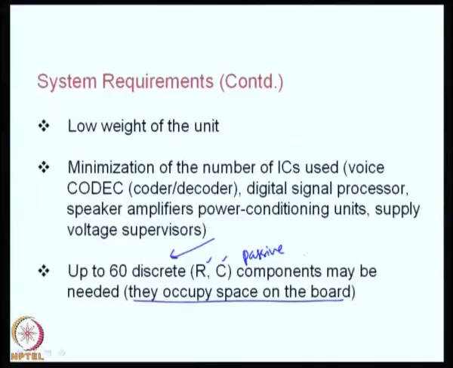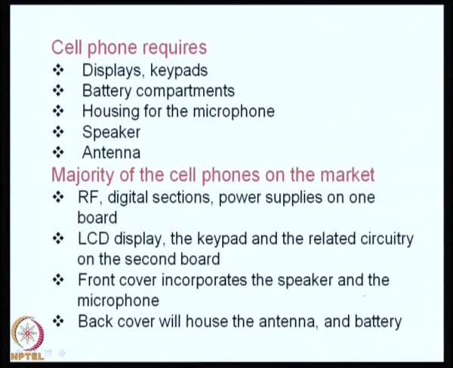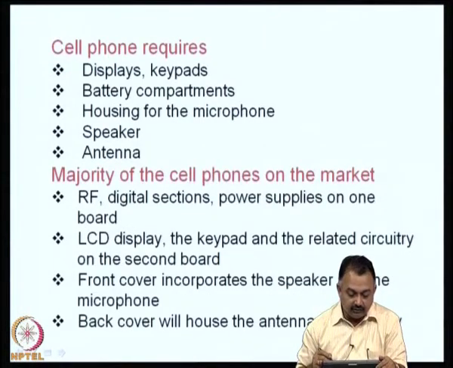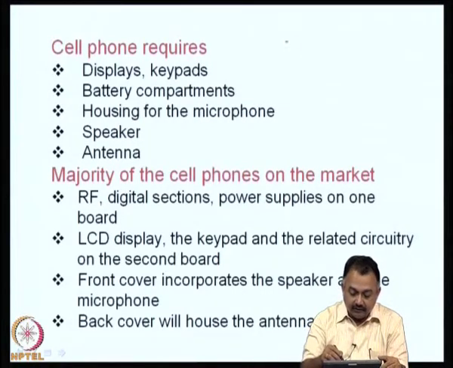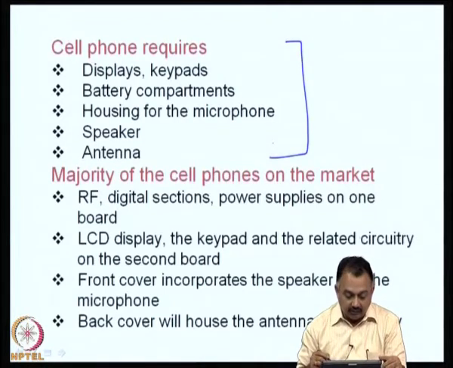Okay. So, that is a major design input that you have, and you can't do away with passive components. But later I am going to talk, when we talk about PWB technologies, about how to improve this situation by using embedded passives. Okay. Cell phone also requires displays and keyboards or keypads, battery compartments, the battery thickness should be, profile should be low, housing for the microphone, speaker, antenna, and so on. These are all very common requirements in any mobile phone.